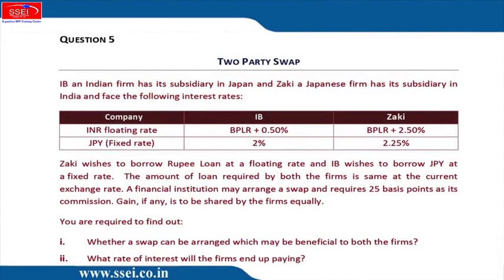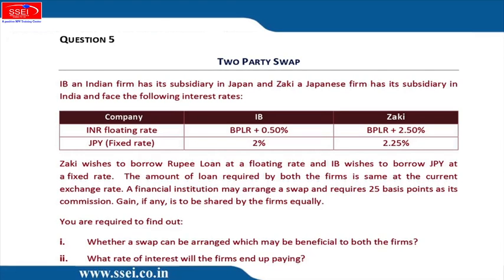So once again, question number 5 is a two-party swap, currency swap. But this question we had not done in class as far as I remember. Anyway, it's straightforward. Just remember that whatever a person wants to borrow, he will not borrow that. He'll borrow the opposite. That's what happens in a swap. IB, an Indian firm, has its subsidiary in Japan. Zaki, a Japanese firm, has its subsidiary in India. They face the following rates. Rates are given.